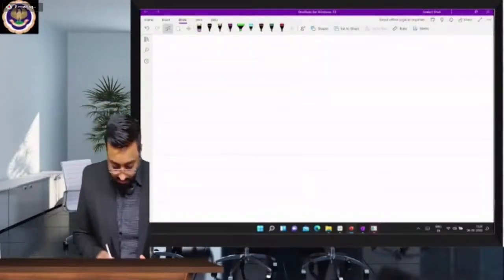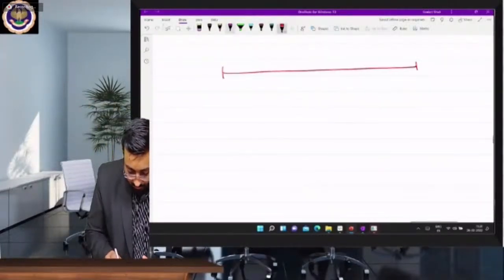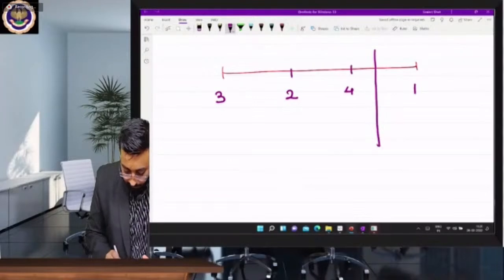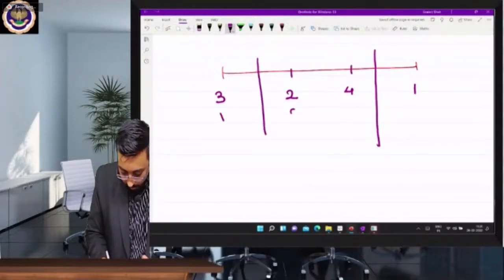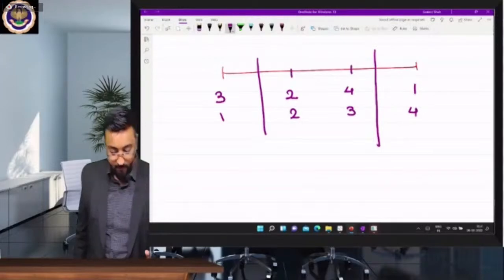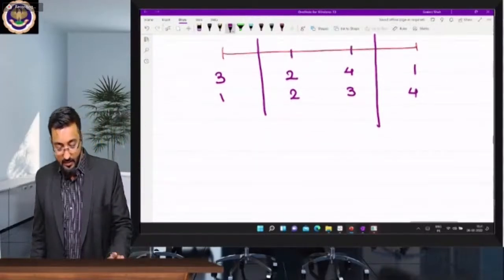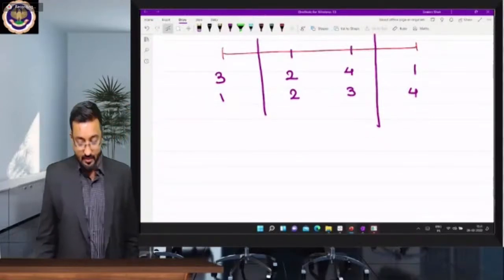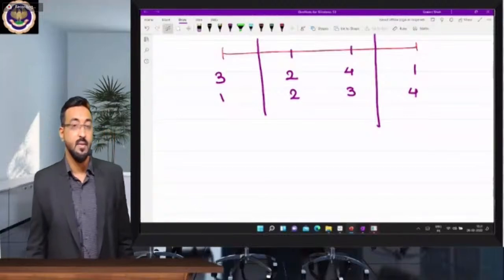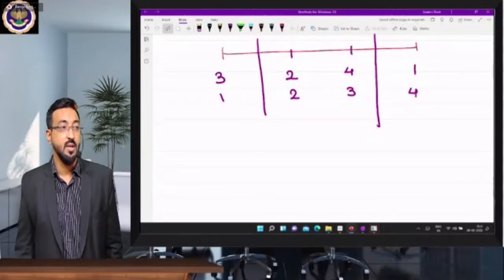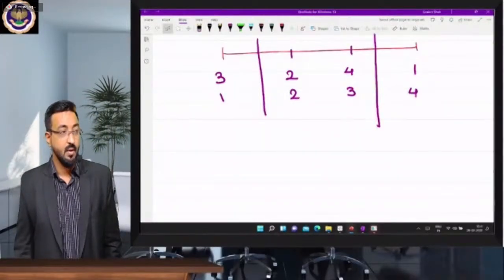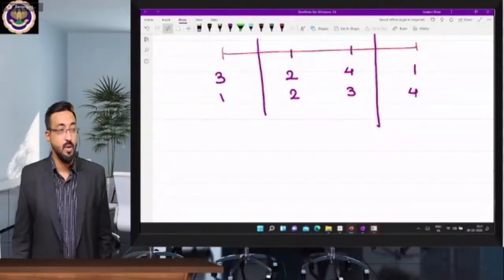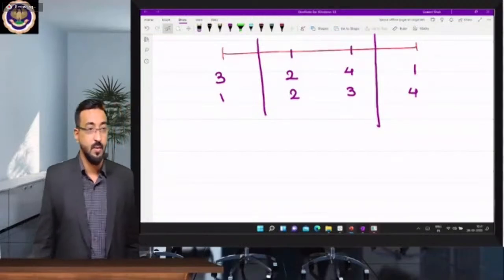Okay, chalo, let's see. 3, 2, 4, 1. 1, 2, 3, 4. Let's see. I want directly the journal entry. Yes. Let's see who is answering very fast. I want directly the journal entry. And after that, I want the balance sheet after forfeiture, not before forfeiture.